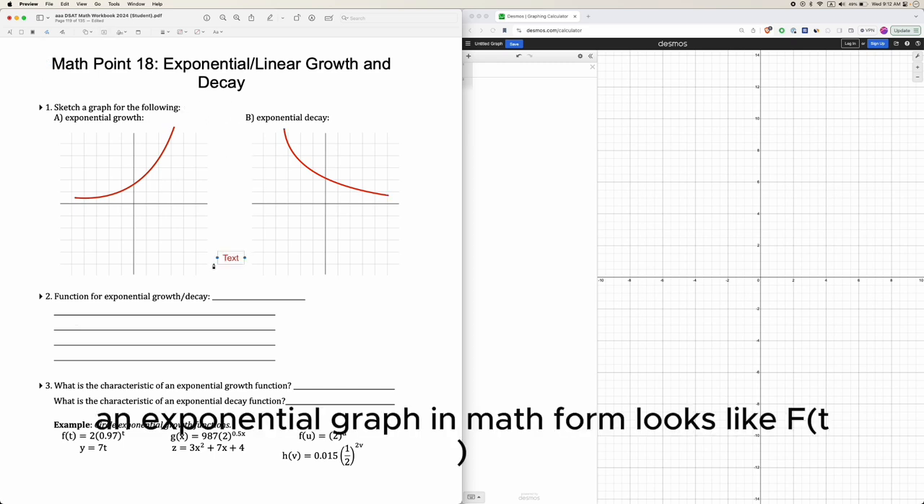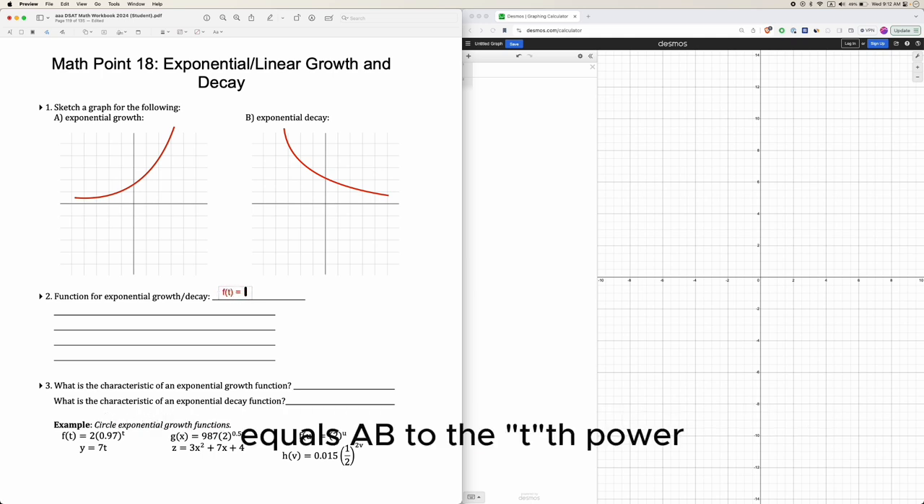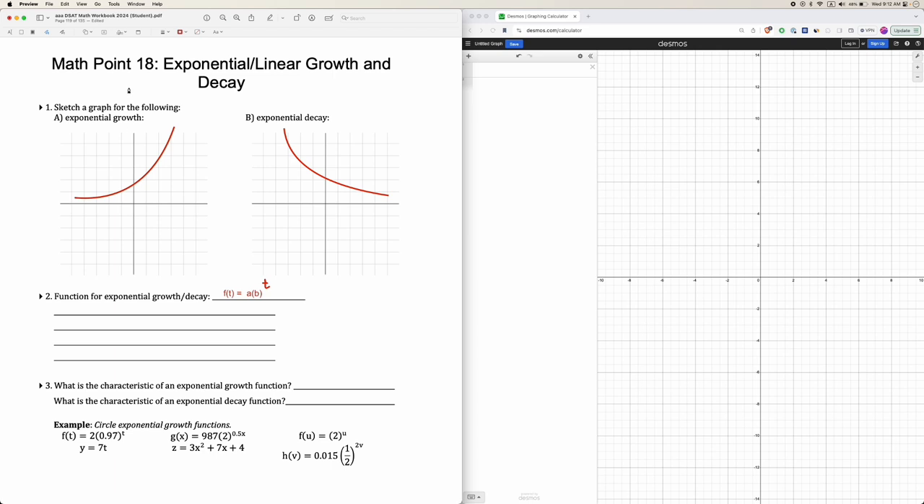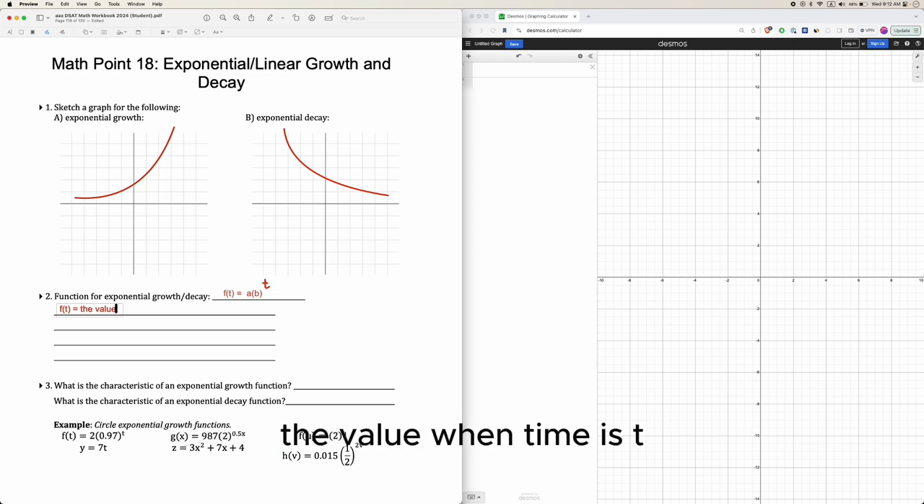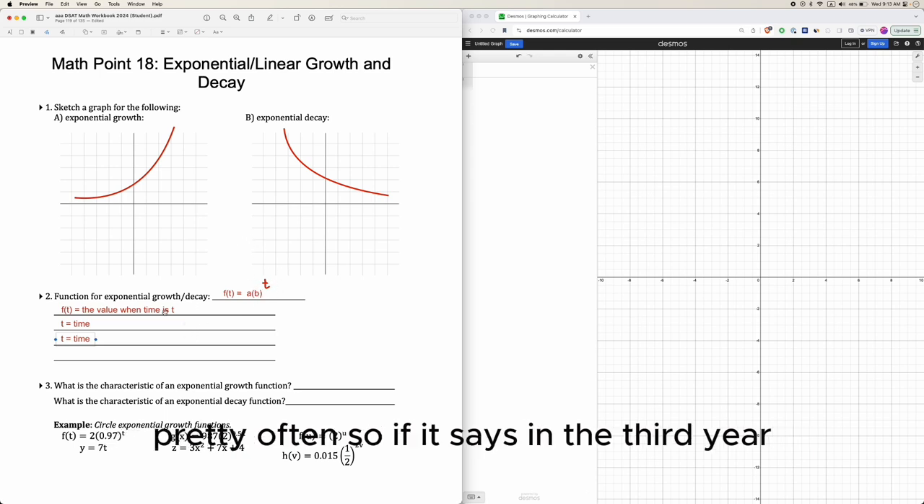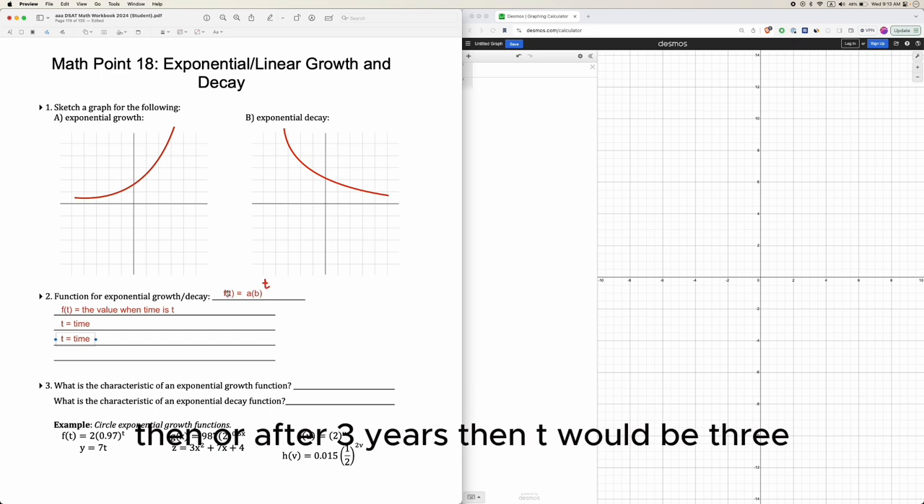An exponential graph in math form looks like f of t equals a b to the t-th power. In this equation, f of t is the final value, or the value when time is t. T is the time. So in the digital SAT, you would see time as being the number of years pretty often. So if it says in the third year, or after 3 years, then t would be 3.